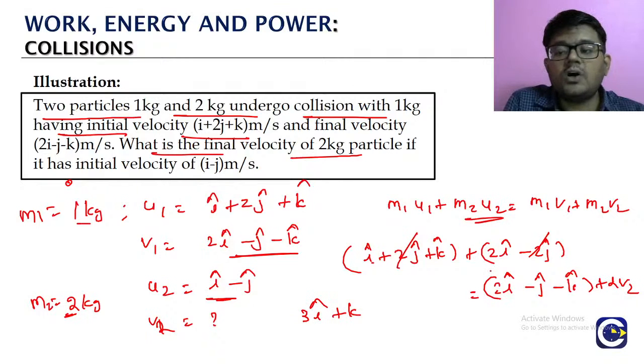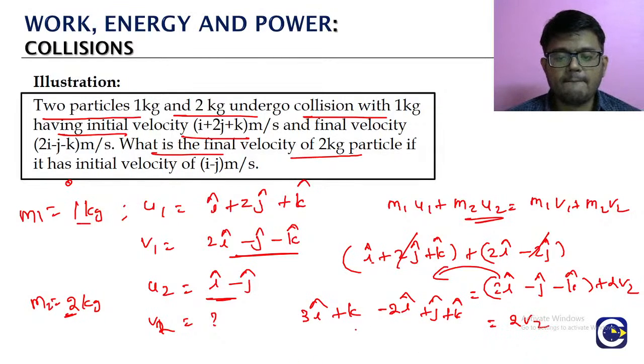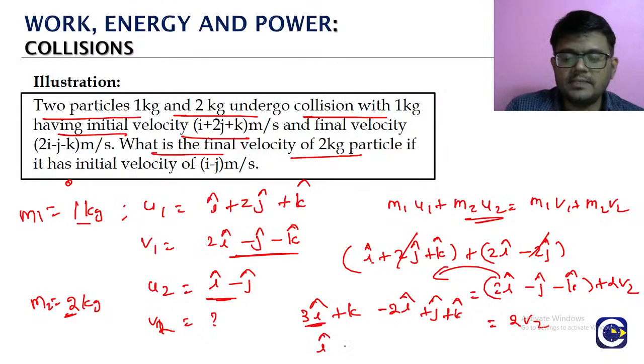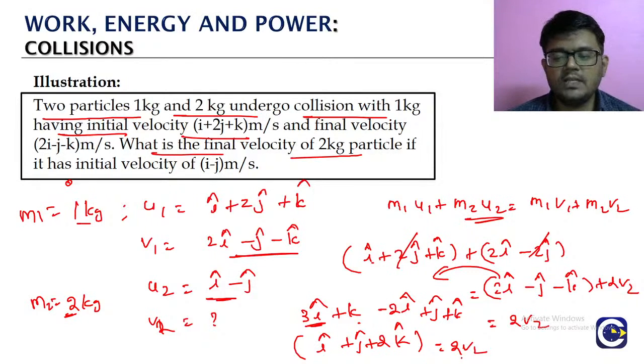From the right side, we bring these terms to the left side. So 2i becomes minus 2i, minus j becomes plus j, and minus k becomes plus k. This equals 2 times v2. So 3i minus 2i is i, then j, and k plus k is 2k. So i plus j plus 2k equals 2 times v2. From that, what is v2?